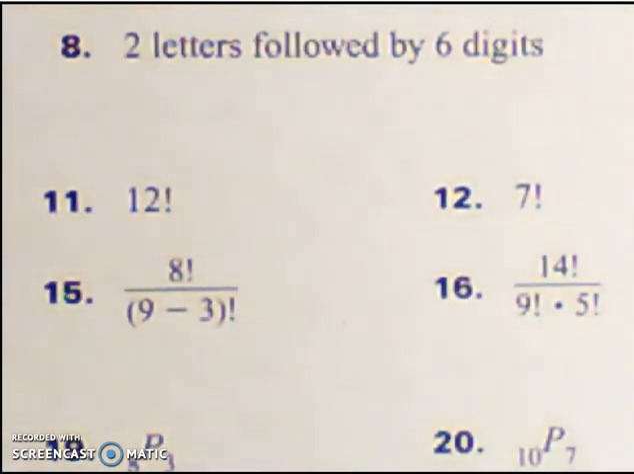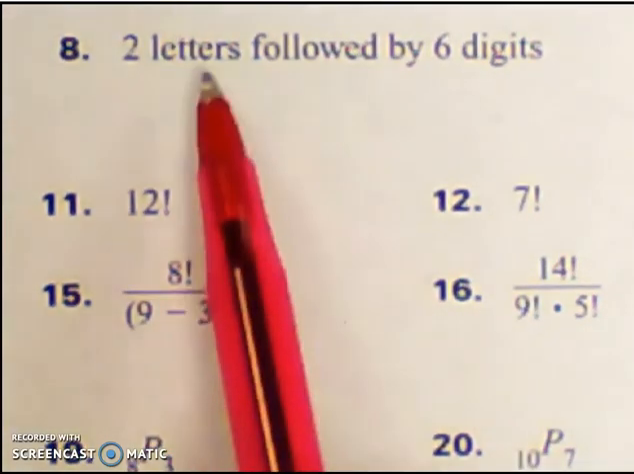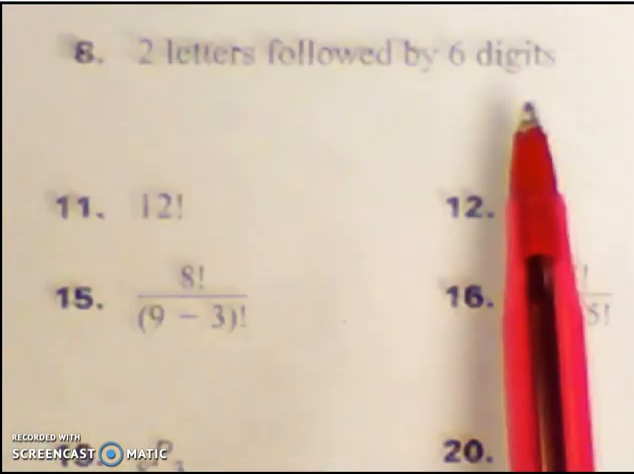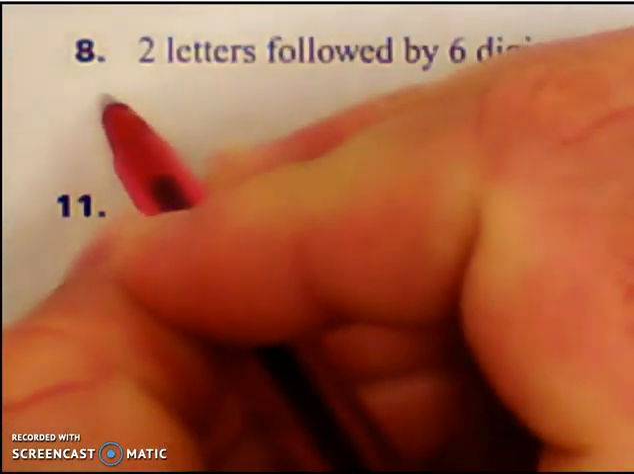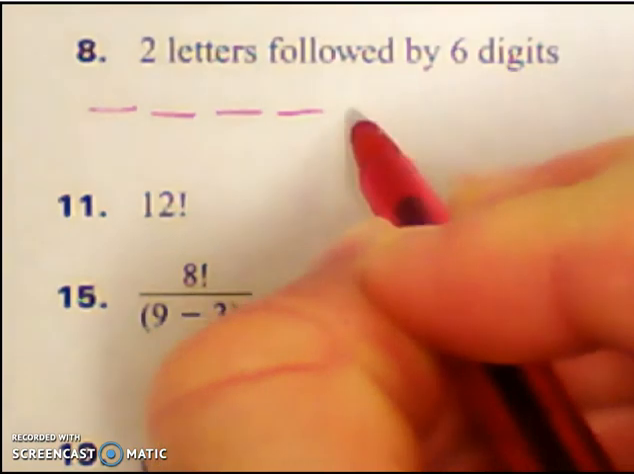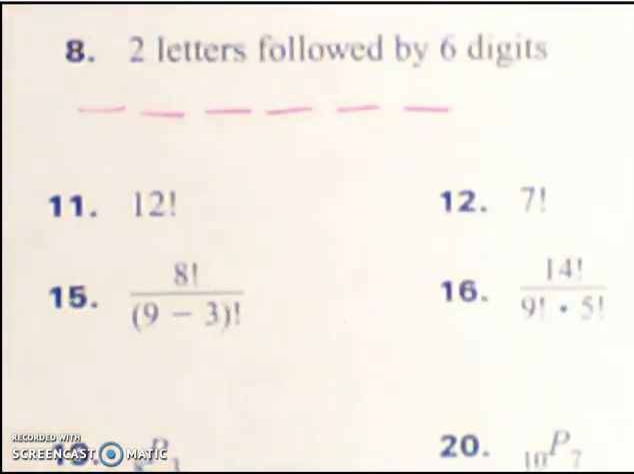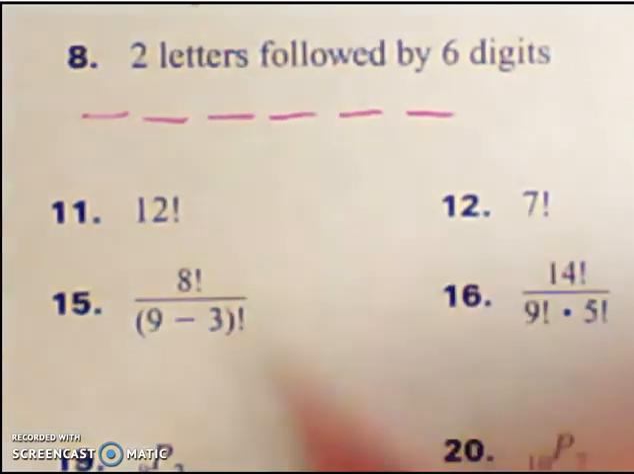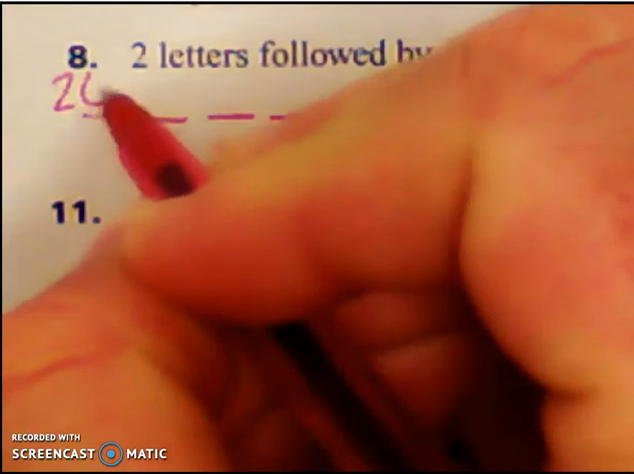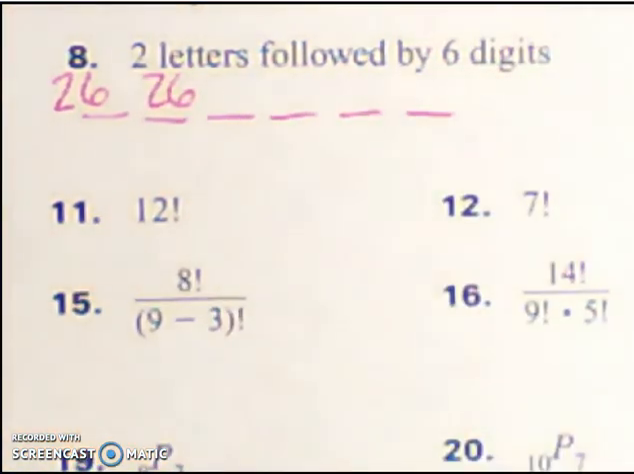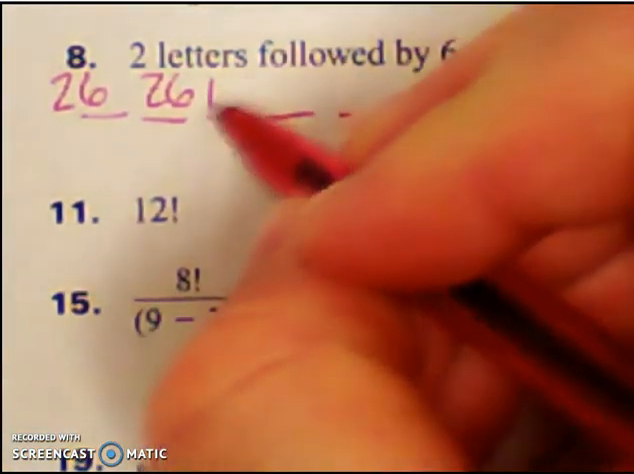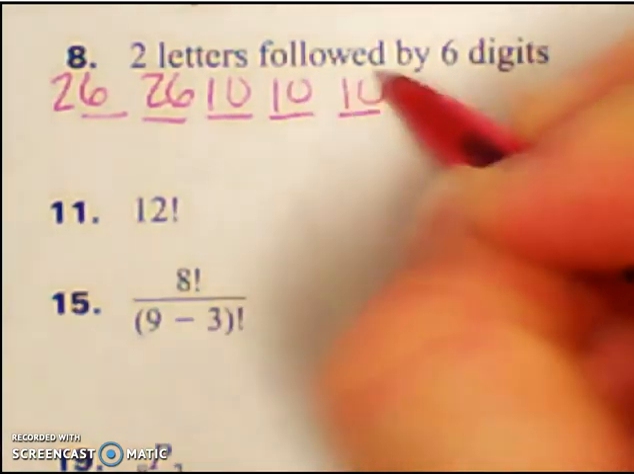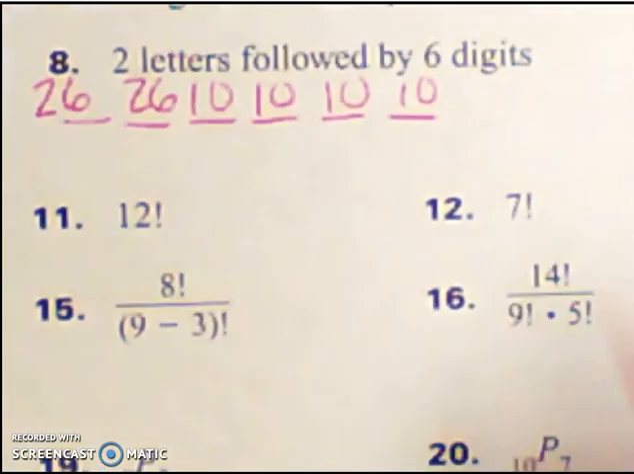Alright, for this one, I asked you to do all the license plates with 2 letters followed by 6 digits. The easiest way to do this is to set it up like this, and we have 2 letters. Each letter can be repeated. There are 26 letters in the alphabet. There are 26 that go in the first spot, 26 that go in the second spot, and then there are 10 digits. And since things cannot repeat, I left off a couple there.